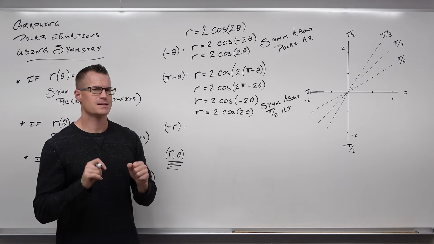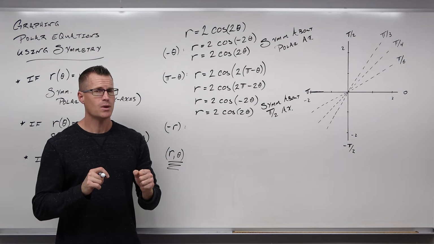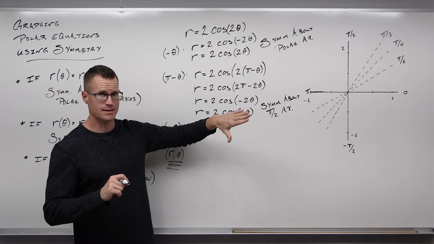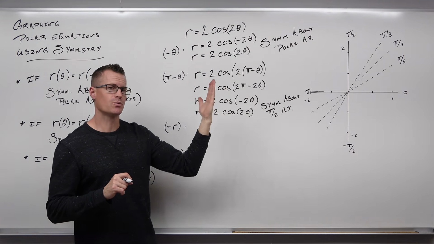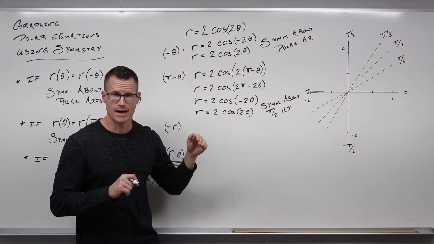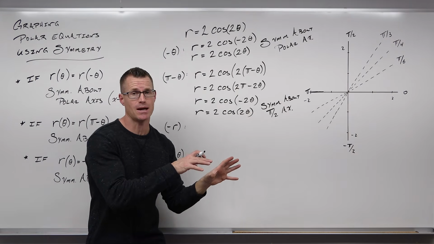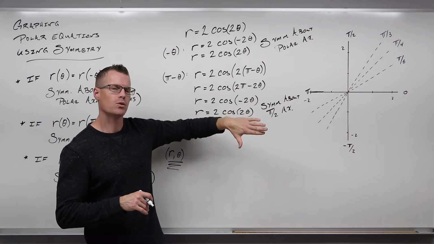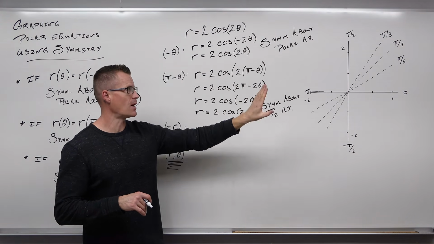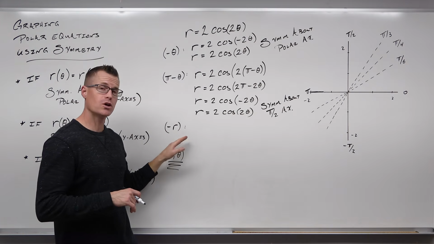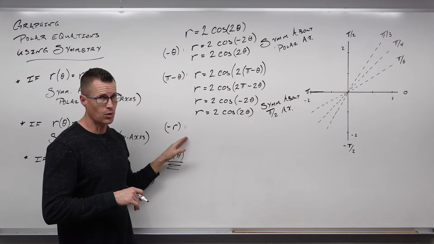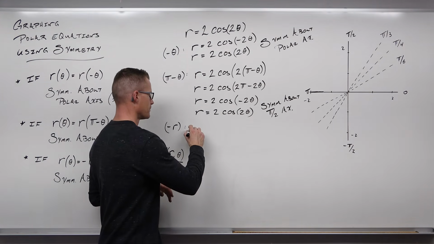Now, I'm going to say something that's got to make sense. If you have symmetry across the x-axis and you have symmetry across the y-axis, you will definitely have symmetry about the origin. And the same thing happens here. If you have symmetry about the polar axis and you have symmetry about the pi over 2 axis, you are going to have symmetry about the pole, and you don't have to check it.